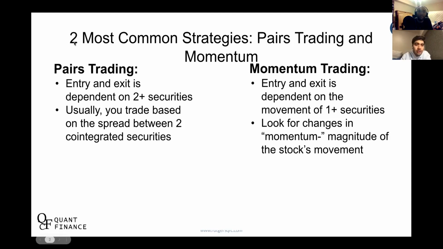Pairs trading, the entry and exit is dependent on two or more securities. So you'll have to work with at least two different types of stocks or asset classes or whatever it is. Usually you trade based on the spread between two co-integrated securities.